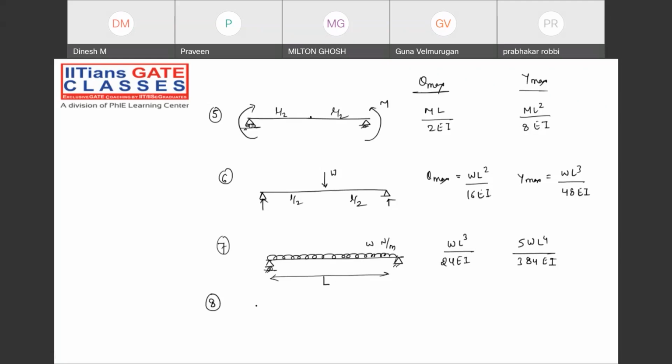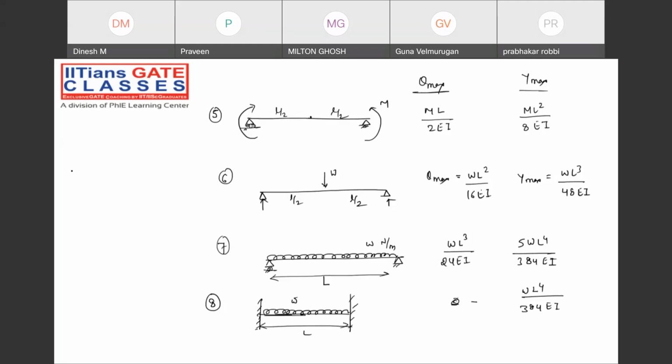Eighth one, just note down, for fixed support at both the ends. Now it is being subjected to the uniformly distributed load, so there will not be any slope. So we are not writing any slope formula. Note down directly the formula for deflection. Maximum deflection will be WL to the power 4 divided by 384 EI. Note down, very important. So these are the formulas that will be very important.